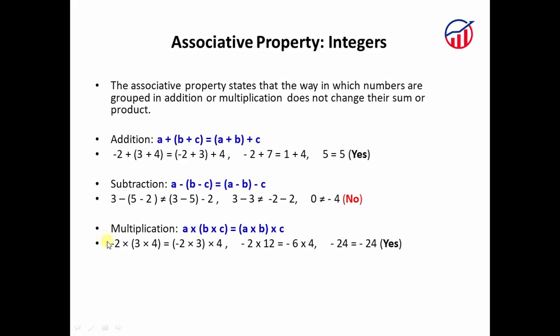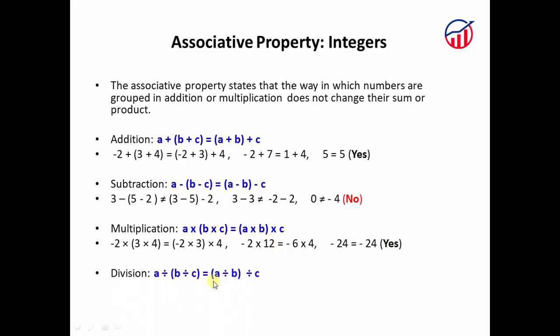For multiplication, (A into B) into C is equal to A into (B into C). So again, with this number you see, you group 3 and 4, you group 2 and 3. Using BODMAS, we sort this out first. So you have minus 2 into 12, and here you have minus 6. So 2 12s are 24, 6 4s are 24. You can see both these sides are matching. Hence, this is true for multiplication.